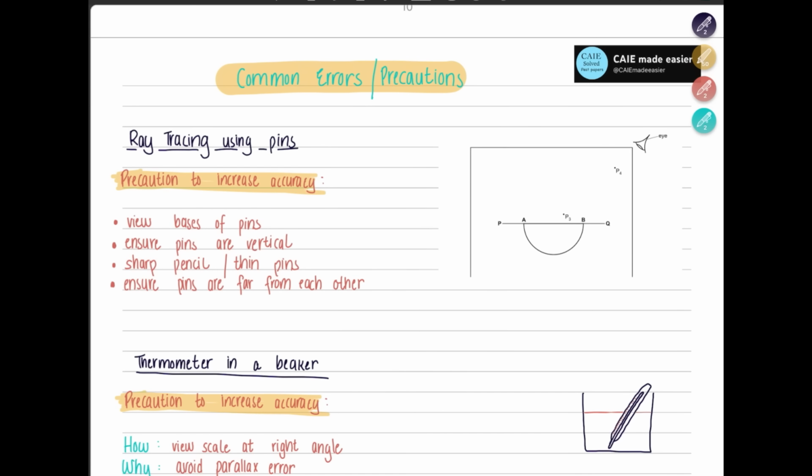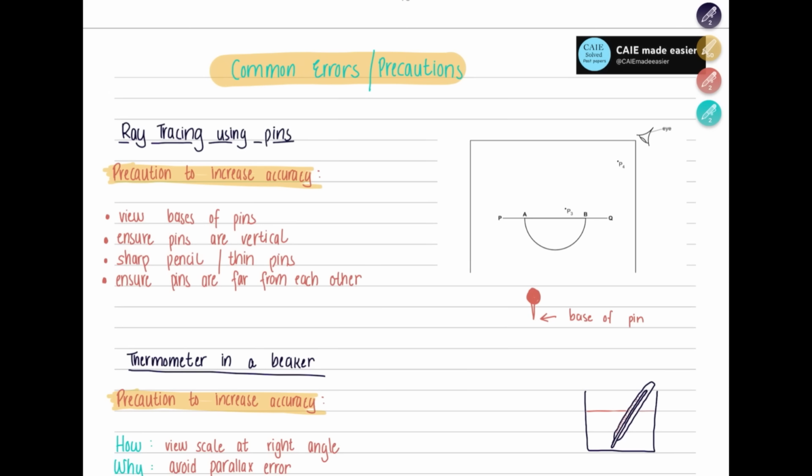When you're doing experiments, you will be faced with common errors, and what are some precautions that you should take? Alright, so the first experiment is ray tracing using pins. What are some precautions to increase accuracy? View the base of the pin, because if you look at the top, the pin is going to look thick from the top and thinner from the base. So look at the base of the pin, not the top of the pin. Make sure that the pins are vertical. Next, use a sharp pencil. If you don't use a sharp pencil, your results will not be very accurate. And then make sure that the pins are far from each other.